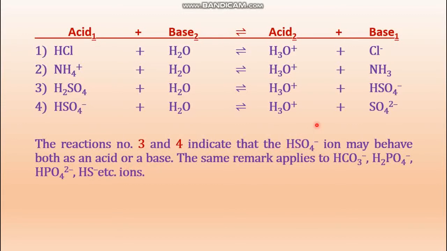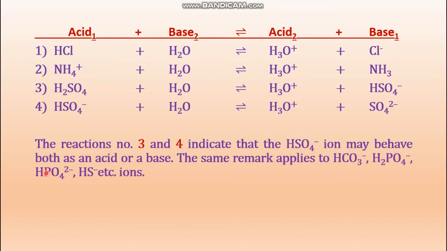Similar type of examples are bicarbonate ion, dihydrogen phosphate ion, hydrogen phosphate ion or biphosphate ion, and the bisulfide ion. What are their conjugate acids and what are their conjugate bases? Try to imagine the conjugate acids of these ions should be, for HCO3 the conjugate acid should be carbonic acid, that means H2CO3. For this one should be phosphoric acid, that means H3PO4.